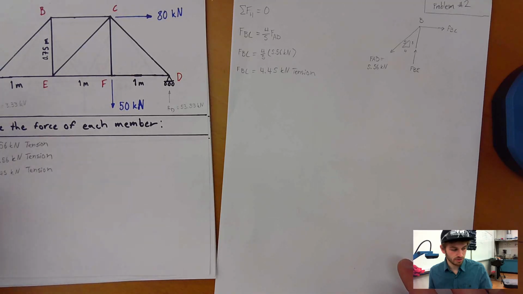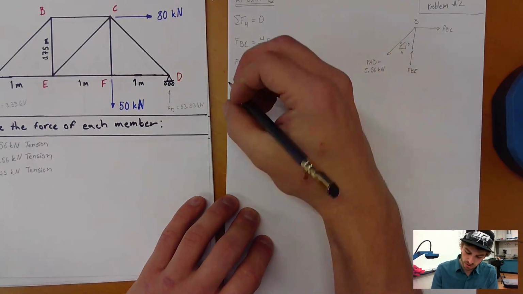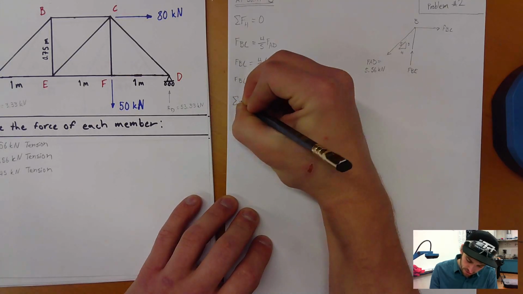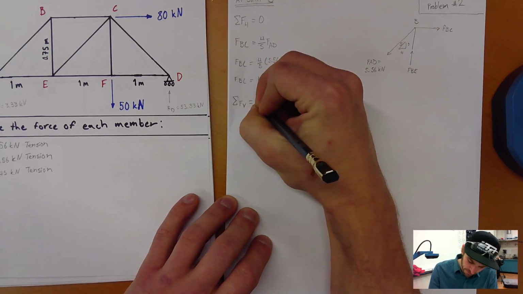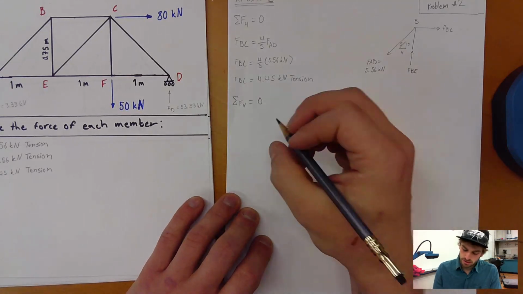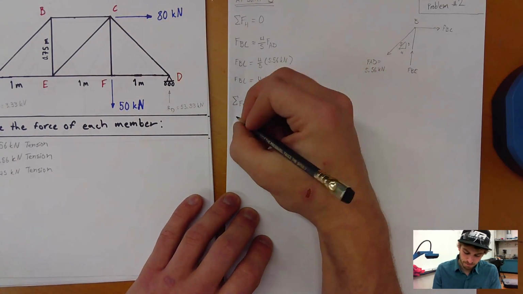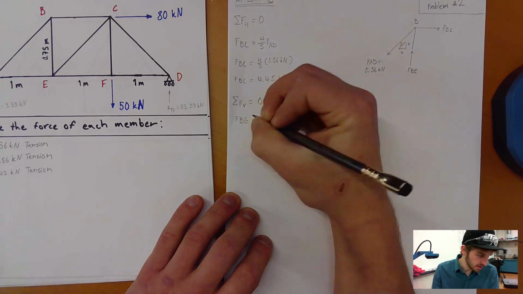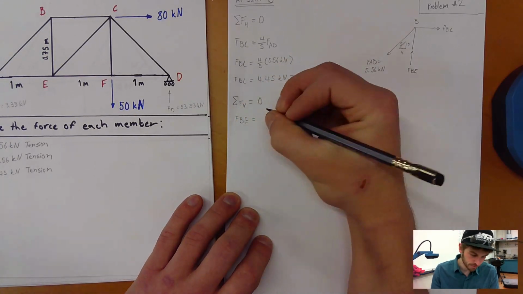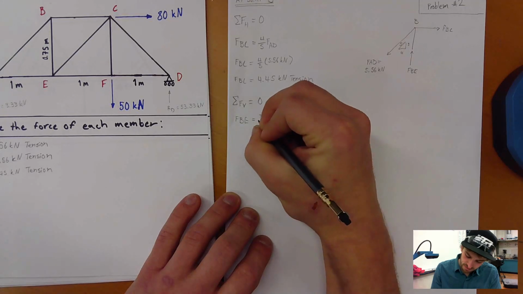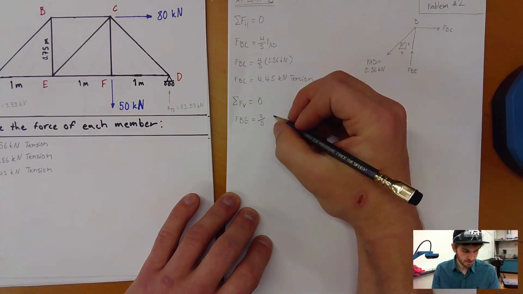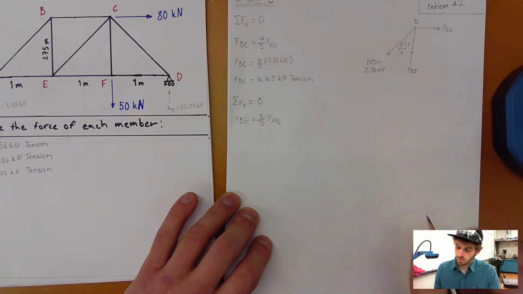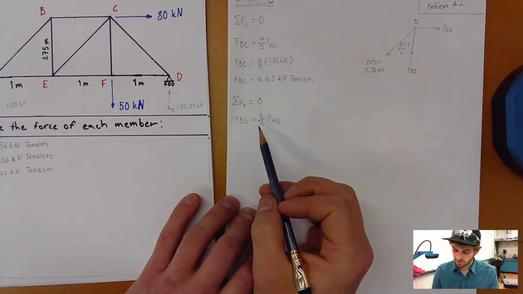Let's keep moving on. Let's do our vertical forces now. So those are our horizontal forces. We've got the sum of the forces vertically must equal to 0. So now we've got FBE. FBE is going to be equal to 3/5 of FAB. Why is this? Why do we have 3/5 FAB?